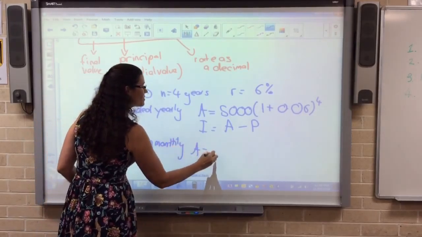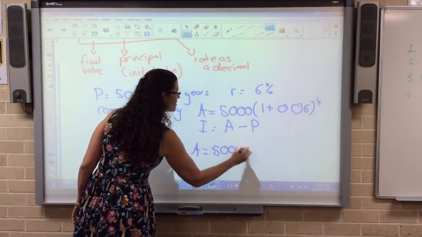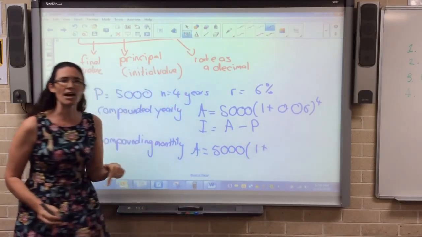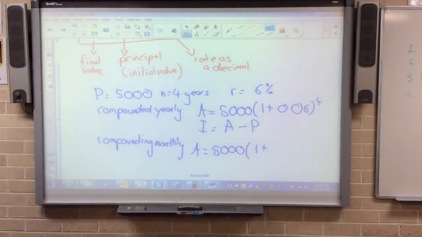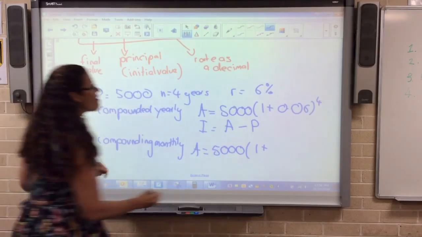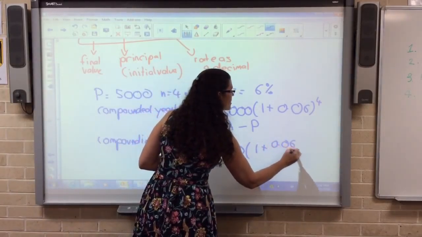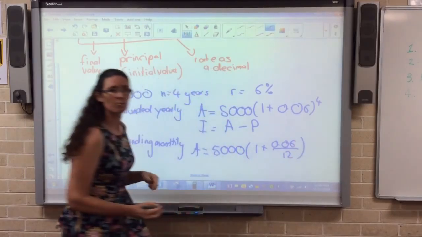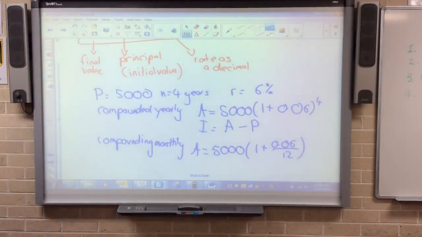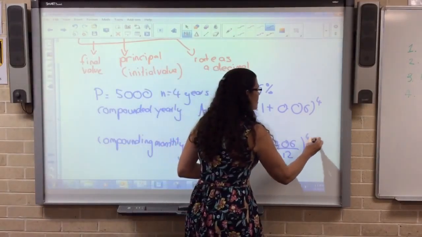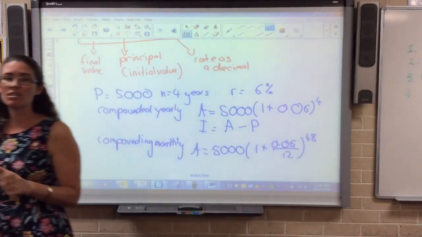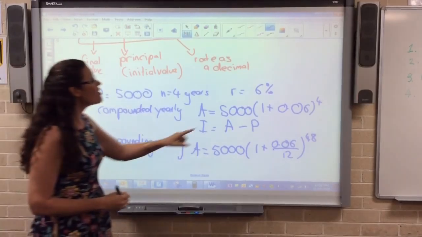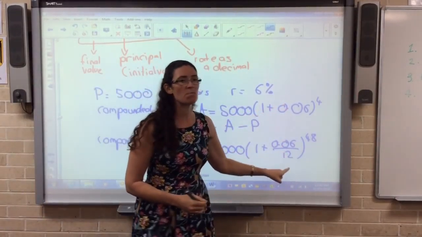then I still start with the same rule. I still have the 5,000, 1 plus. But this time, instead of saying 0.06, which is a whole year's worth of interest, I'm going to have 0.06 divided by 12 because it happens 12 times in the year. And instead of saying that it happened 4 times, it happened every month for 4 years. So that's 48 times.